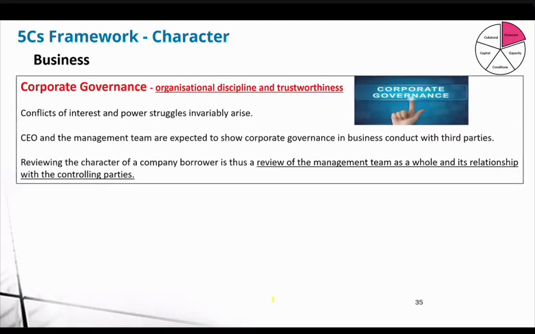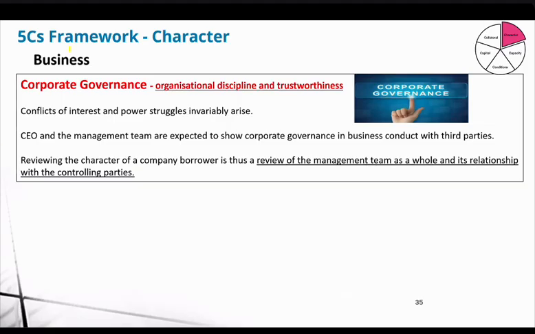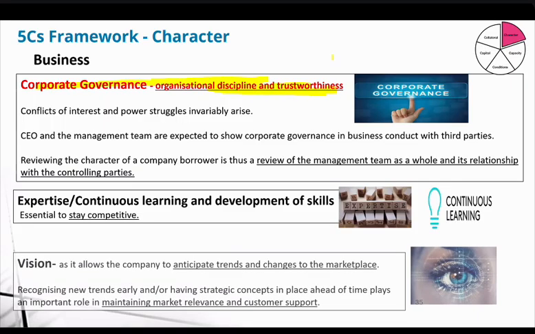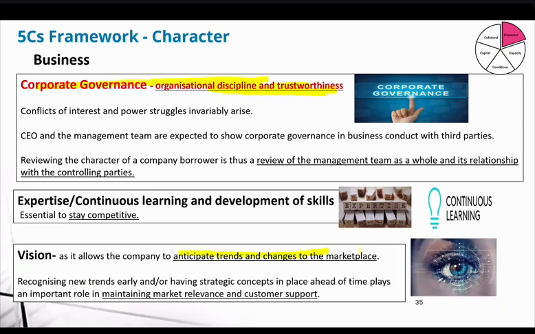Next one here is business lending. We check 3 things. Do they have corporate governance? I taught you guys corporate governance yesterday. Expertise and continuous learning and development of skills, that's essential to stay competitive. And the vision that allows the company to anticipate trends and changes in the marketplace. We recognize new trends early and plan our strategic concepts ahead of time, which plays an important role in maintaining market relevance and customer support.